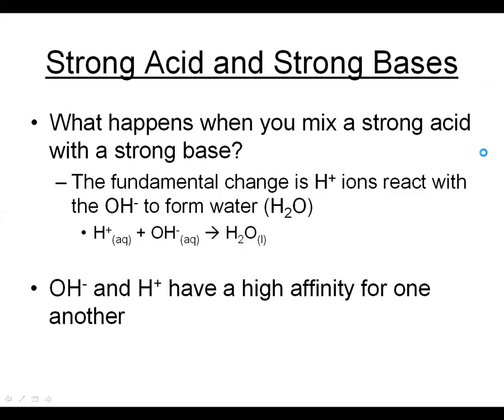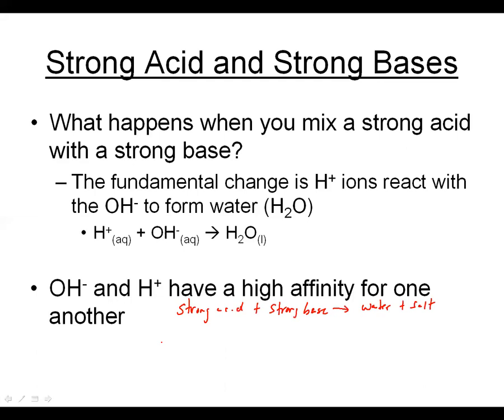So what happens when we do a strong acid and strong base reaction together? Whenever you take a strong acid and strong base together, really the fundamental thing that's happening is the formation of water. So if you remember from when we talked about reactions, if you take a strong acid plus a strong base, you basically will get two things. You will get water and a salt.